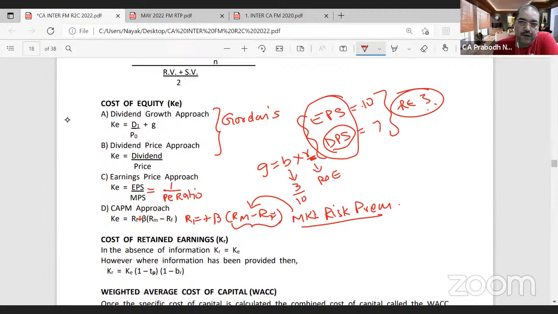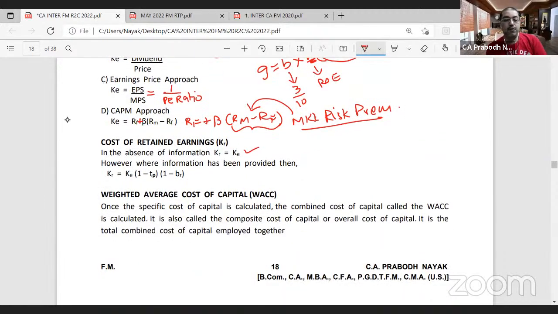Normally, if nothing is given in the question, I have said that cost of retained earnings is equal to cost of equity. Where they have given personal rate of tax or they have given brokerage, then your formula for cost of retained earnings is cost of equity into (1 minus TP). TP is not time pass, it is personal tax. So (1 minus personal rate of tax) into (1 minus brokerage). That will give you the cost of retained earnings.